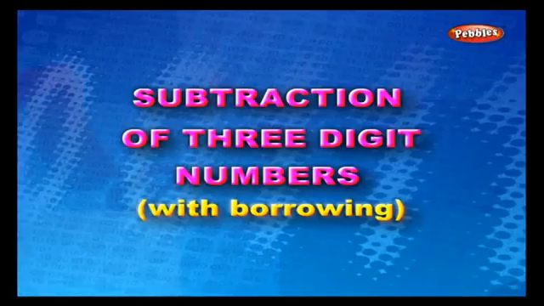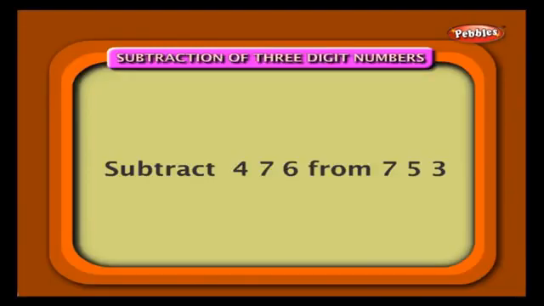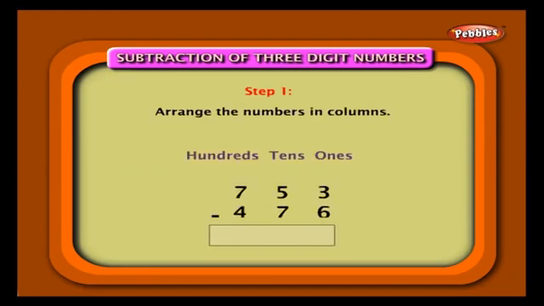352. Subtraction of 3-digit numbers with borrowing. Example: subtract 476 from 753. Arrange the numbers in columns. Take away ones from the ones. We cannot take away 6 from 3. So, borrow 1 from the tens column. We have 13 now. Subtract 6 from 13. We get 7. Write 7 below the ones column.